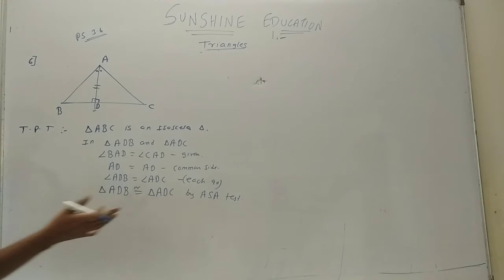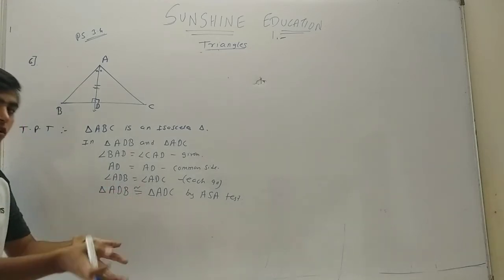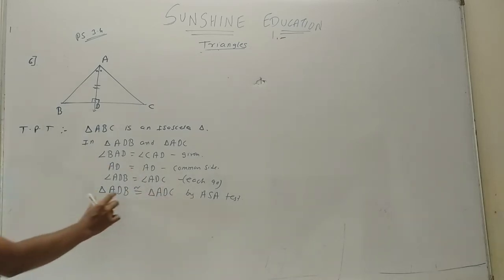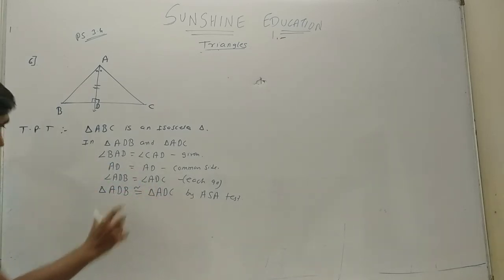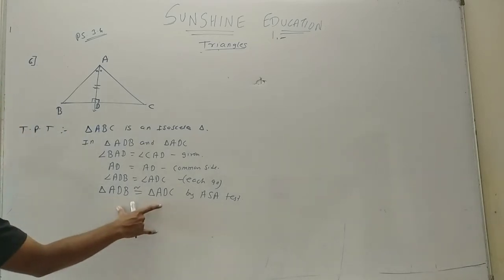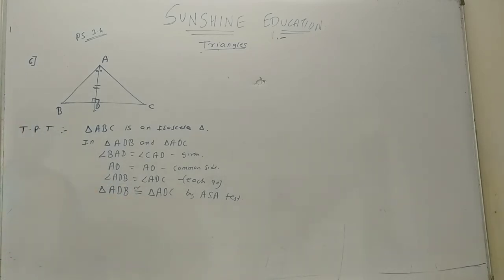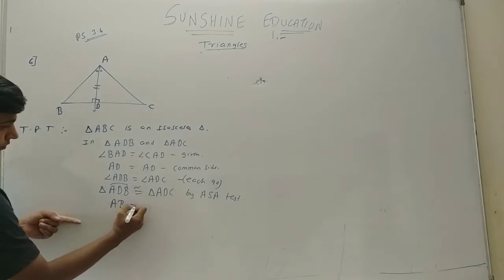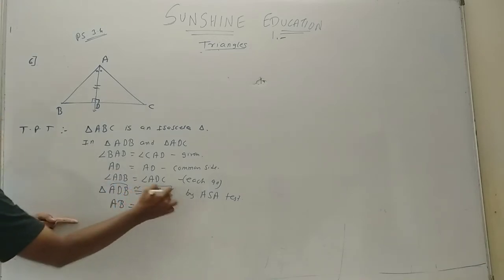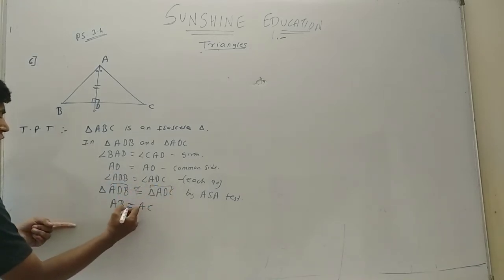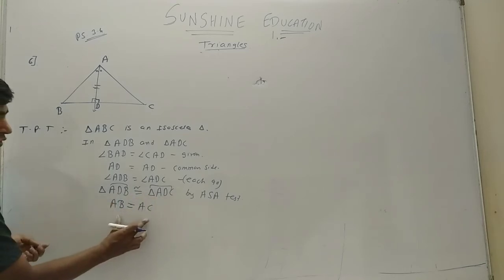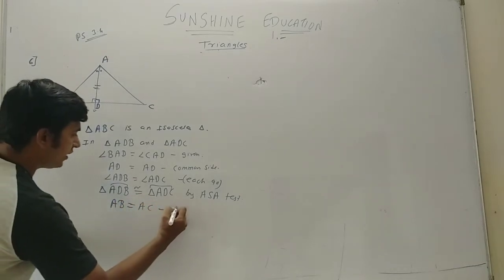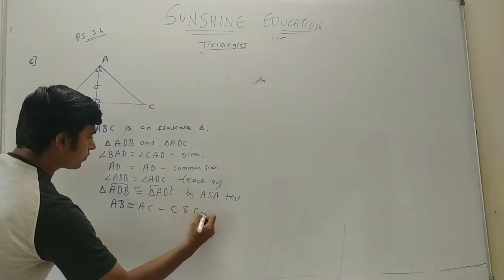We have already seen this test in the first exercise, or you can see it in the previous videos. So triangles ADB and ADC are congruent. If two triangles are congruent, corresponding sides are equal. Means AB of this triangle will be equal to AC of that triangle. Corresponding sides will be equal, so I will write corresponding sides of congruent triangles.